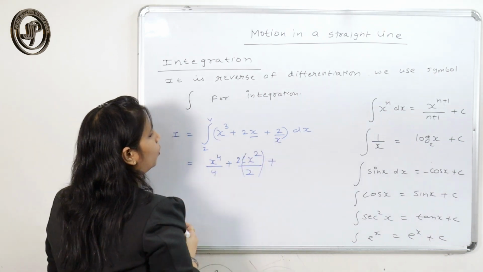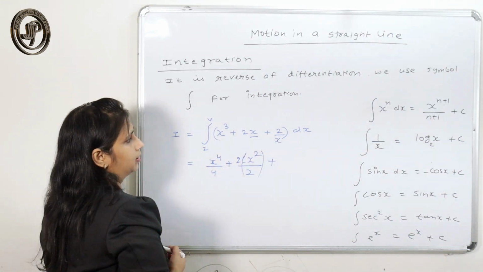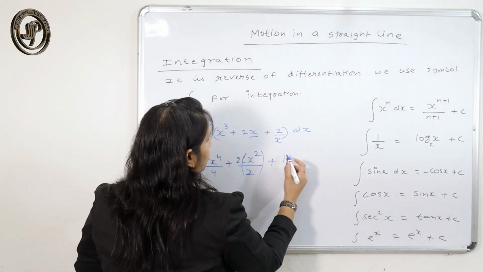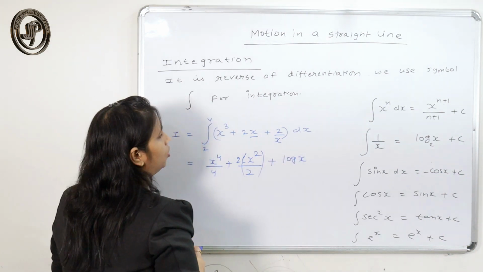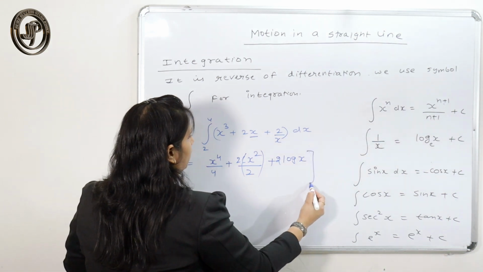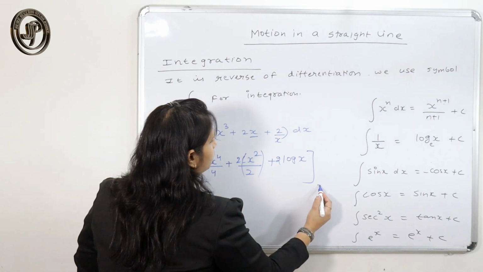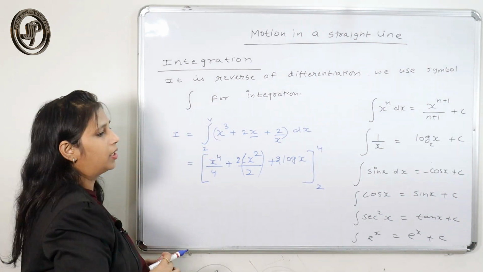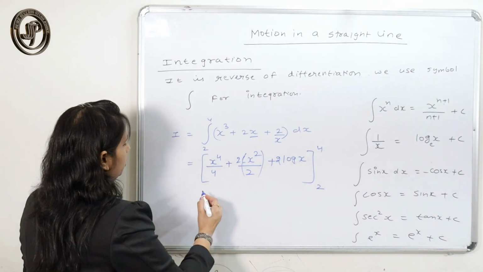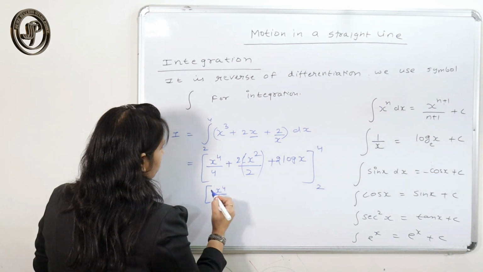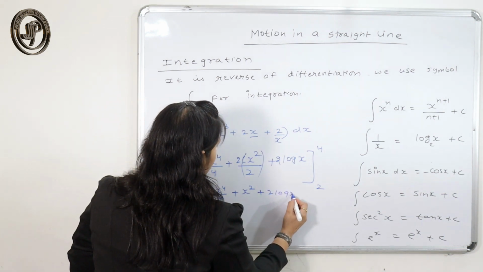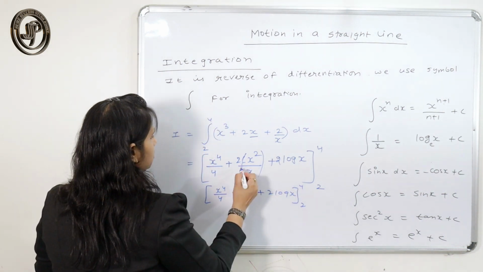And here what can you write? 2 by x. So here the integral of 1 by x is log x. So this will become only log x, and with the 2, 2 log x. Okay, and the limit is what? 2 to 4. After doing the integration part, you have to put that square bracket. So now it is x raised to power 4 by 4 plus x raised to 2 plus 2 log x.